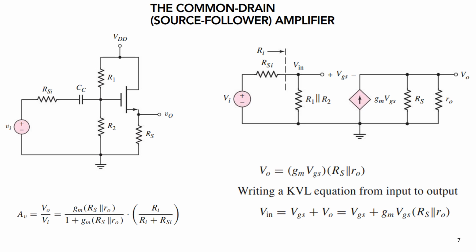So our gain, that is the amplification factor, will be equal to Vout by Vin, which equals gm (RS parallel r0) divided by 1 plus gm (RS parallel r0), into Ri divided by Ri plus RSI. So Vin you can find out with the help of the voltage divider rule, that will be equal to Ri divided by Ri plus RSI.